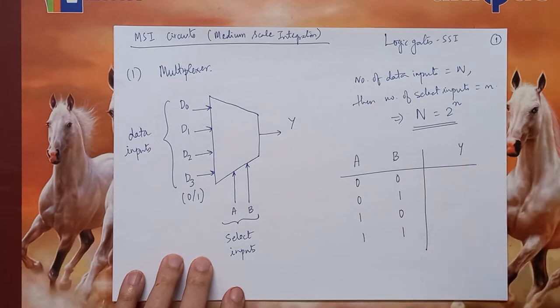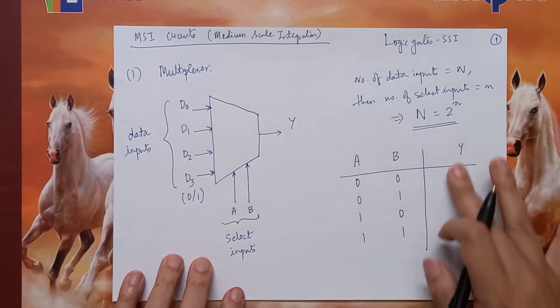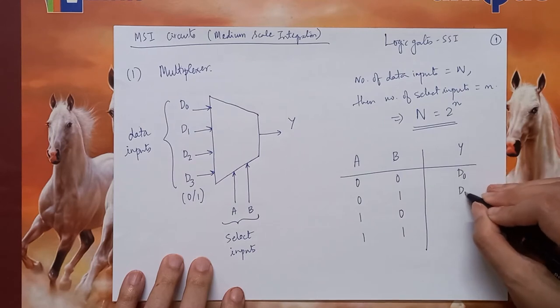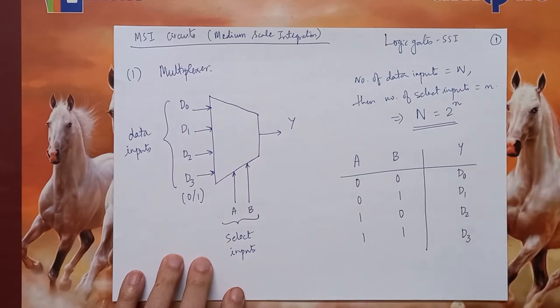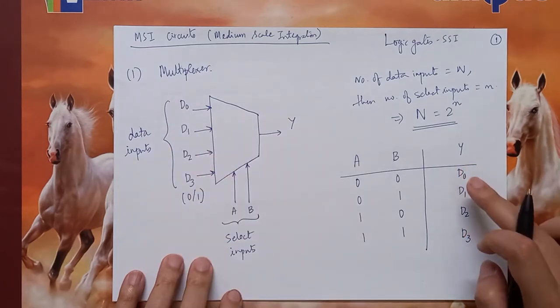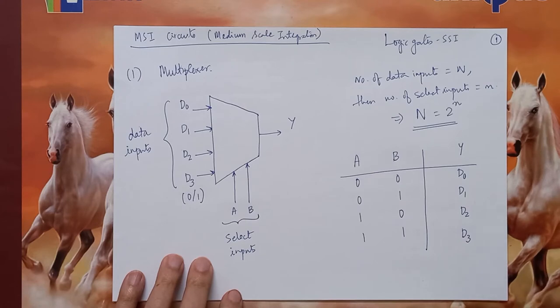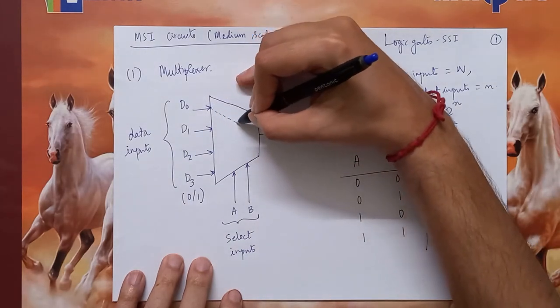Now, based on what Y is as a function of A and B, this column could have zeros and ones in any number. So suppose I don't know what Y is, let us call them D0, D1, D2, and D3, which is nothing but the data inputs. D0 could be 0 or 1, D1 could be 0 or 1, D2 could be 0 or 1, D3 could be 0 or 1. But suppose A and B are both zeros, the select inputs, then Y will be equal to D0.